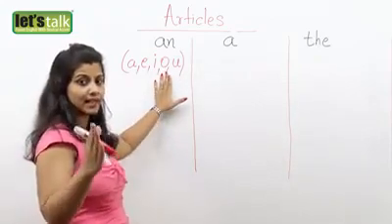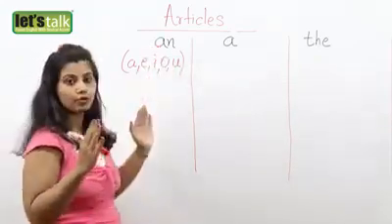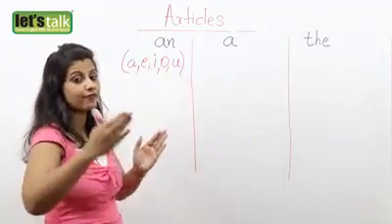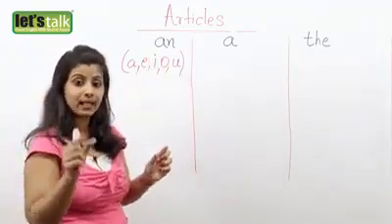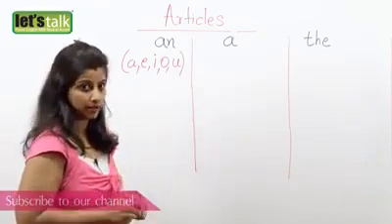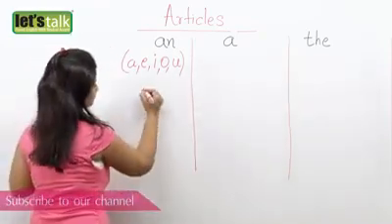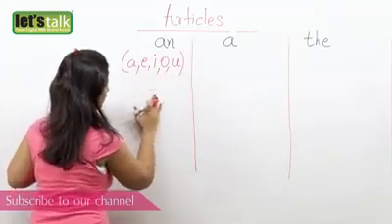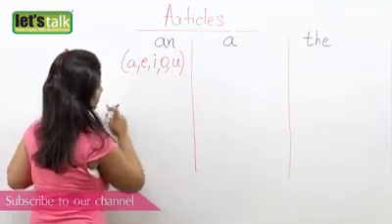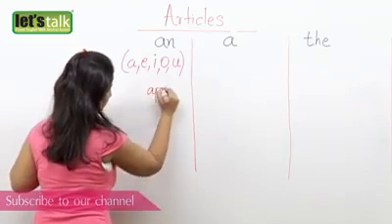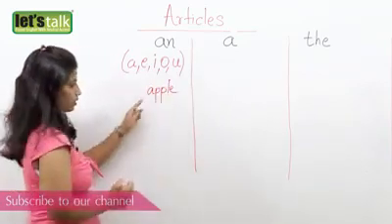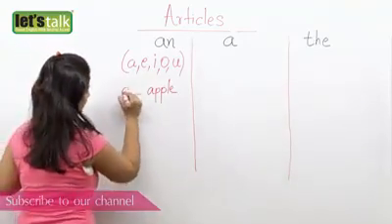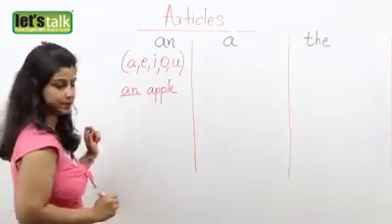When you want to place your article an, you always remember that you place the article an in front of a word beginning with a vowel. Okay, for example, let's begin in the right order. What about apple? Here, A is a vowel. So here we write an apple.